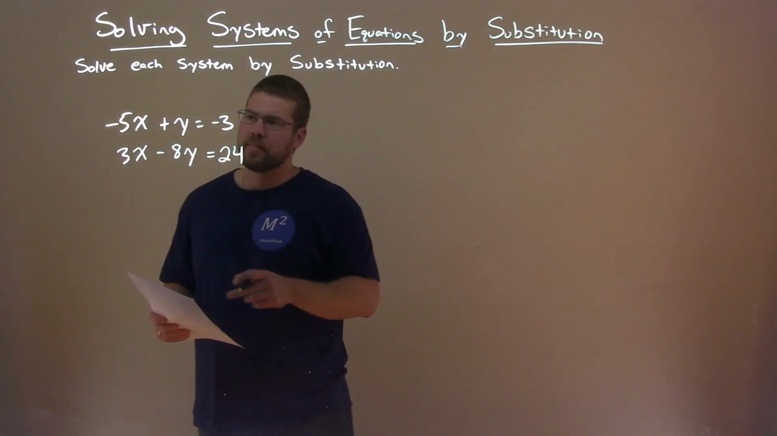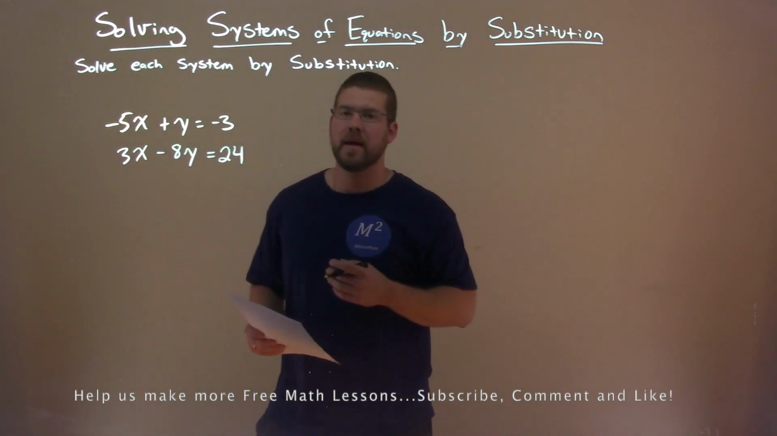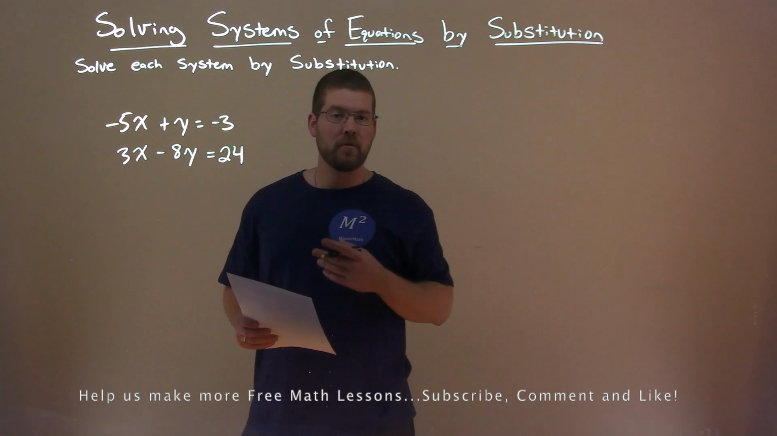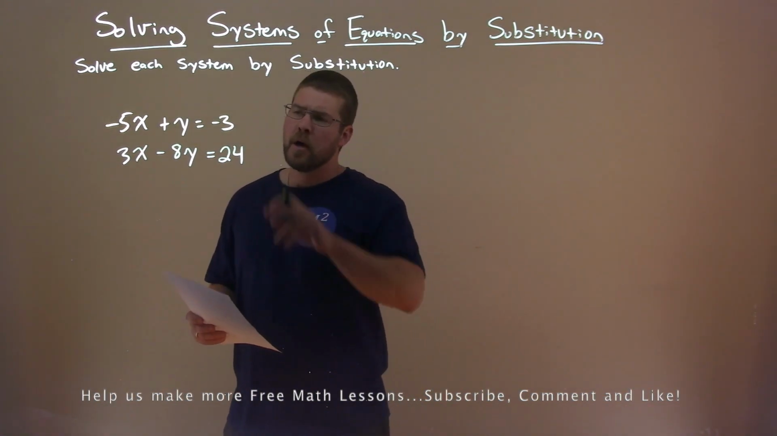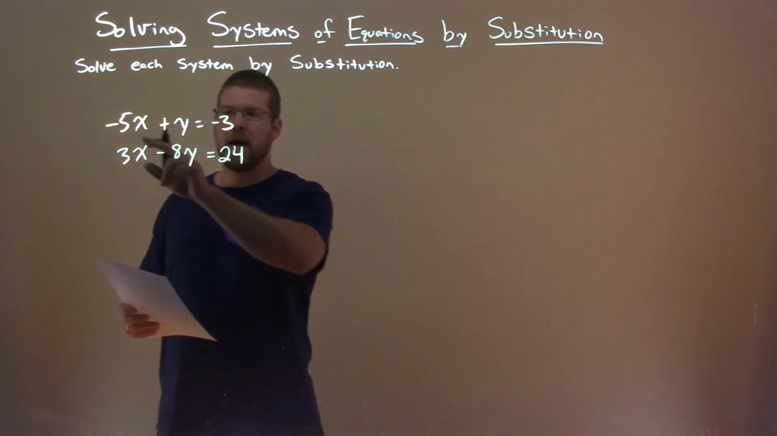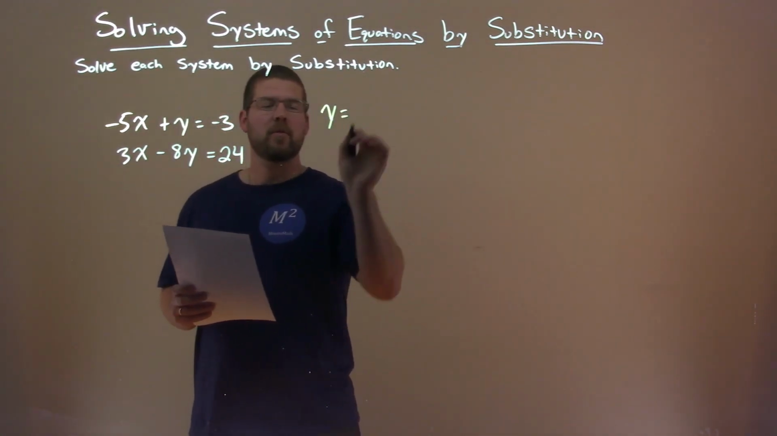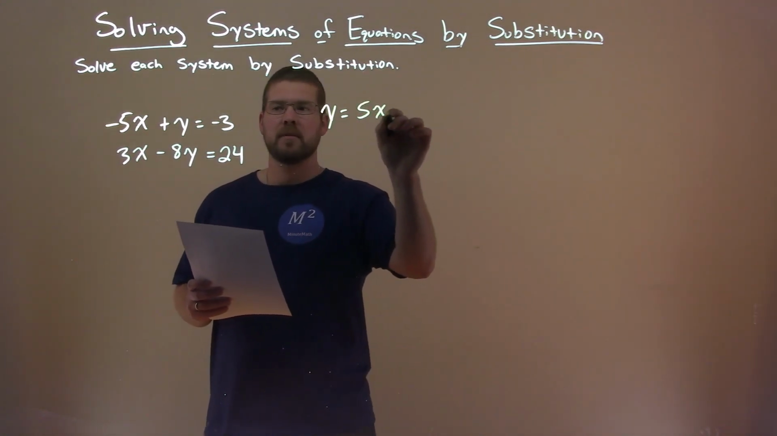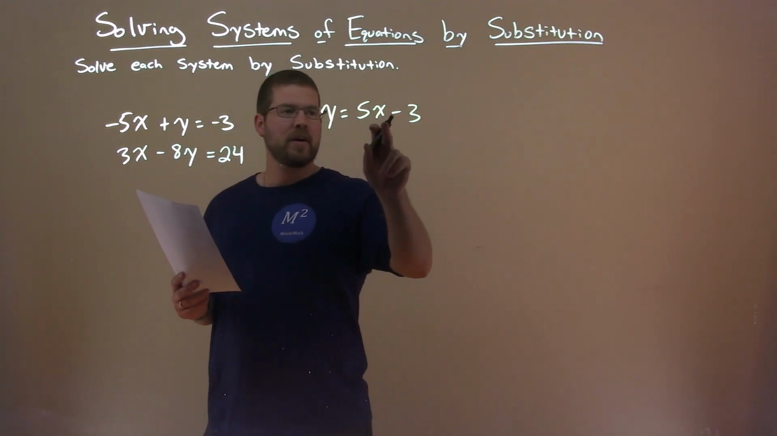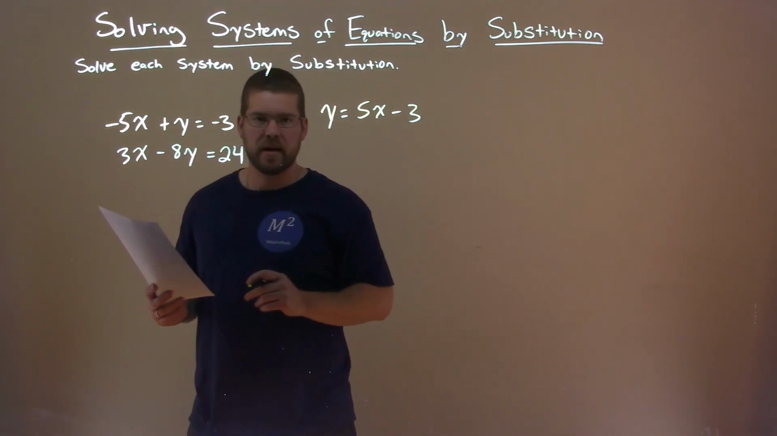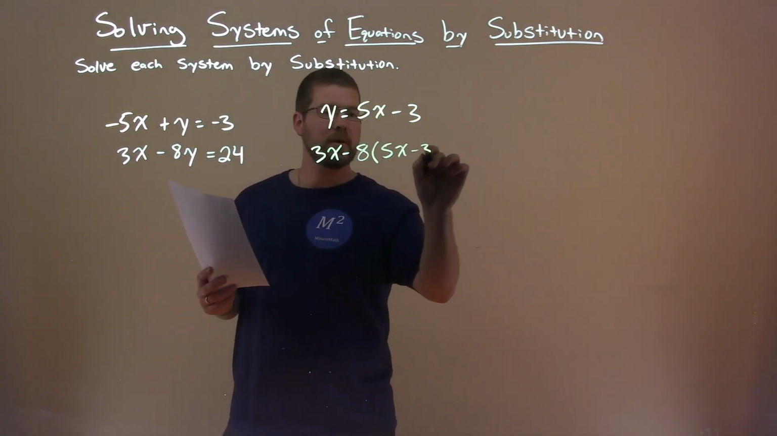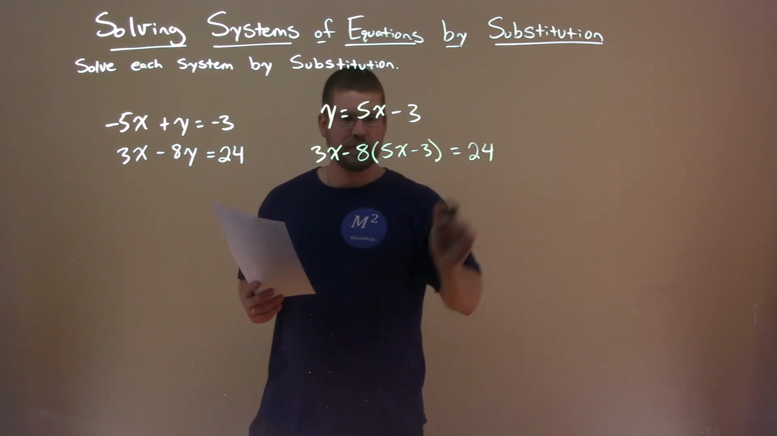We're given this problem, minus 5x plus y equals negative 3, and 3x minus 8y equals 24, and we need to solve this by substitution. In our first equation, I see I can get y easily by itself, so that's my first step. I add 5x to both sides, and I'm left with y equals positive 5x minus 3. With that information, I'm going to take this 5x minus 3 and plug it into y in the second equation. 3x minus 8 times (5x minus 3) equals 24.